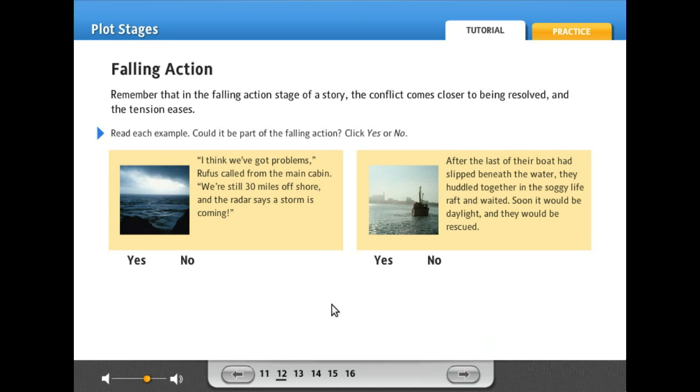Remember that in the falling action stage of a story, the conflict comes closer to being resolved and the tension eases. Read each example. Could it be part of the falling action? Click yes or no.